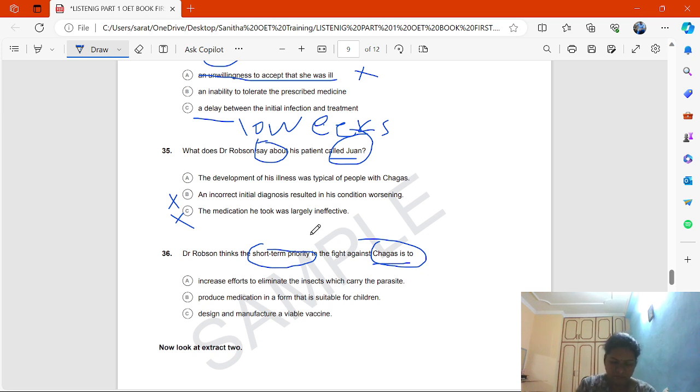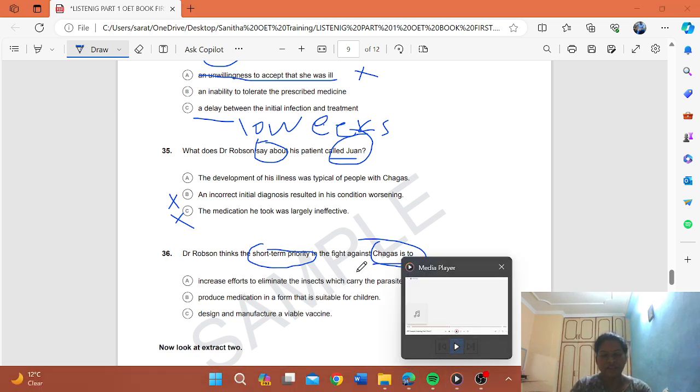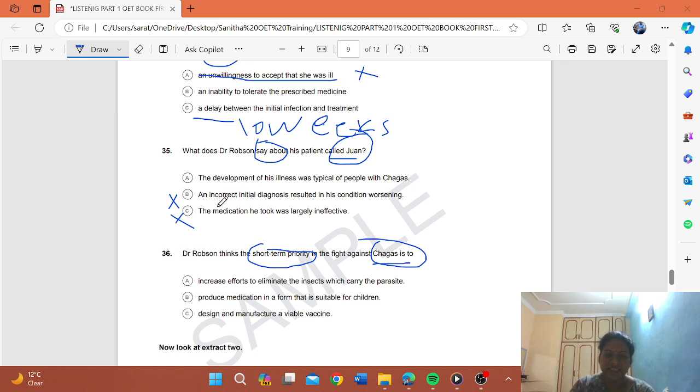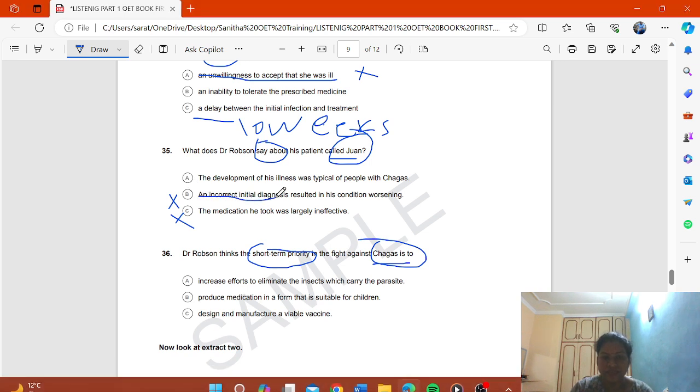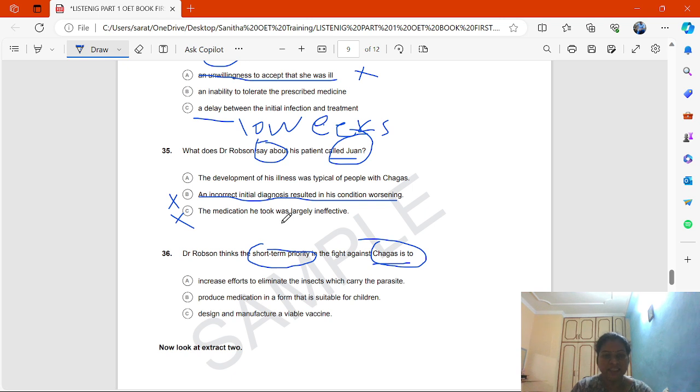I see. And what can be done to combat Chagas generally? Plenty. Researchers... What is the answer? Options B and C are the wrong options. Did an incorrect initial diagnosis result in this condition? Here, Chagas was also detected in him. It is not saying incorrect initial diagnosis, so we can eliminate this option. And the medication he took was largely ineffective? Here it is discussing the Chagas disease, but it is not saying the medication he took was largely ineffective.